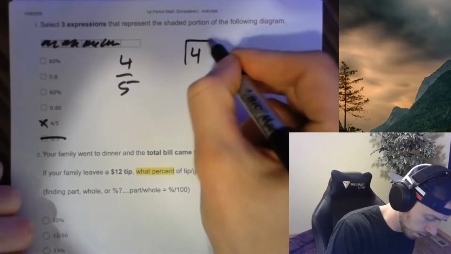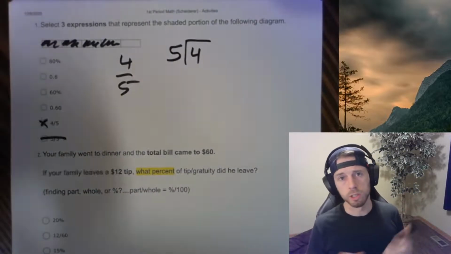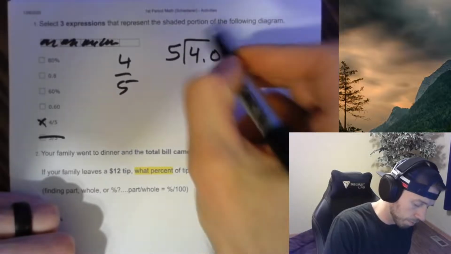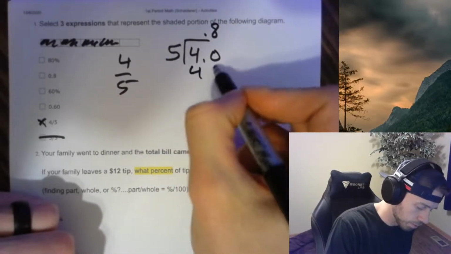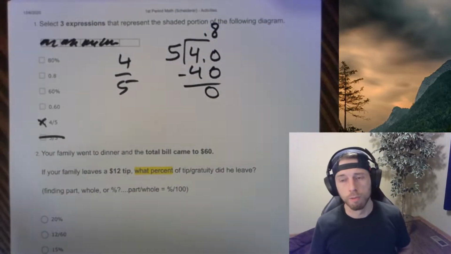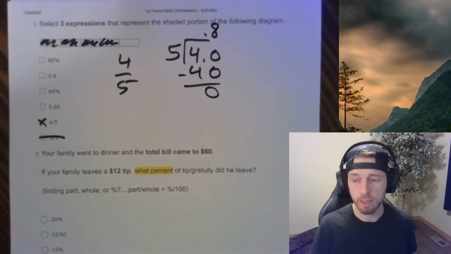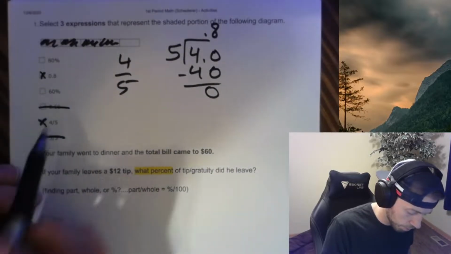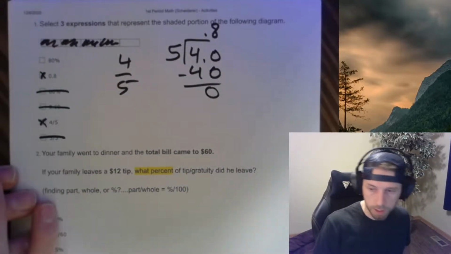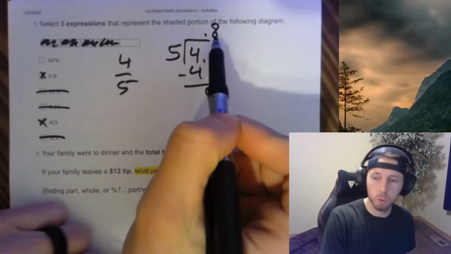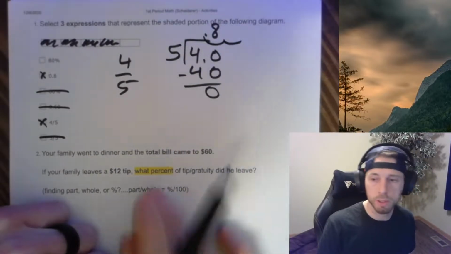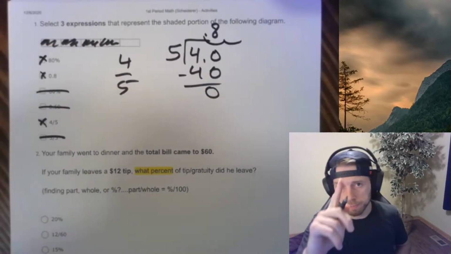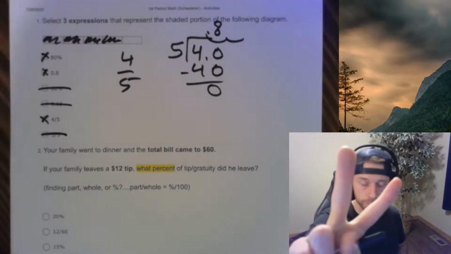I love just simply dividing any fraction that you have. If you just divide it, 4 divided by 5 will tell you exactly what that decimal is. 5 goes into 40 8 times, which is 40. Done. 4/5 is 0.8 or 8/10 as a decimal. And that decimal is right there. So it's obviously not 0.6. And it's obviously not 60% either, because to turn a decimal into a percent, all you do is kick it over 2 places to the right. So 0.8 would actually be 80%. That is problem number 1.